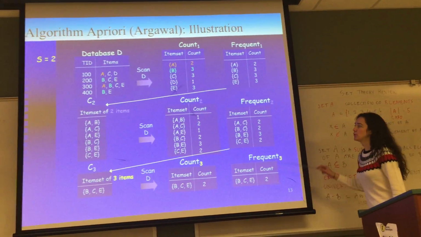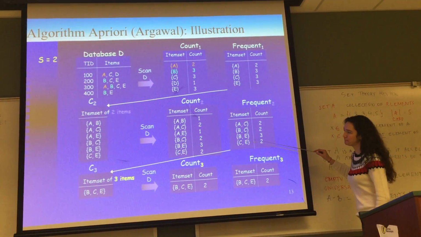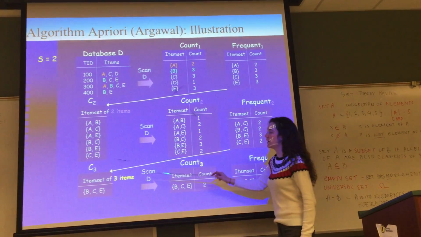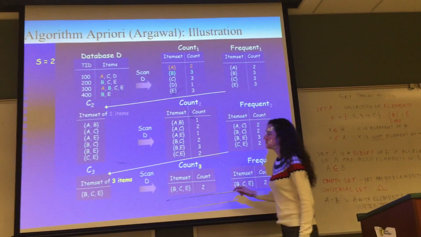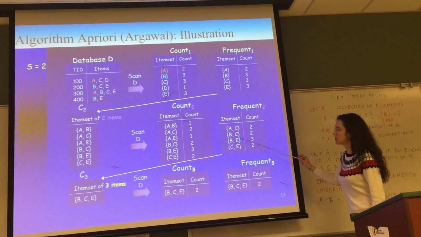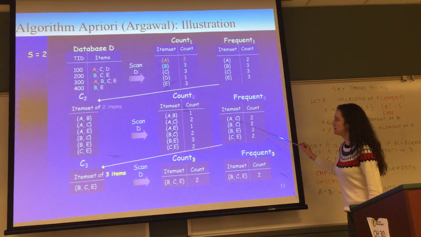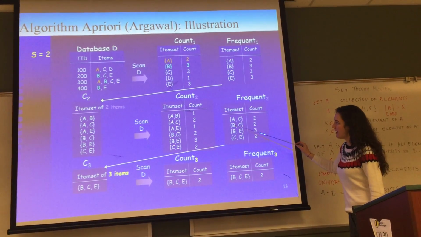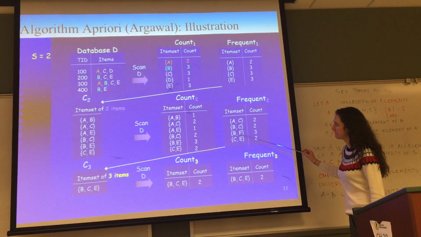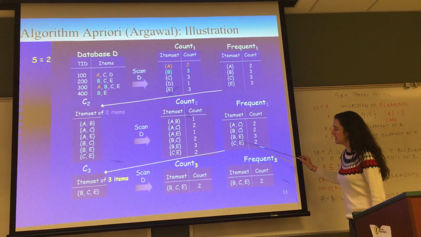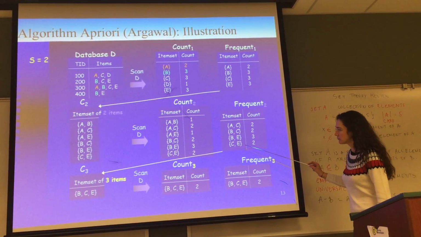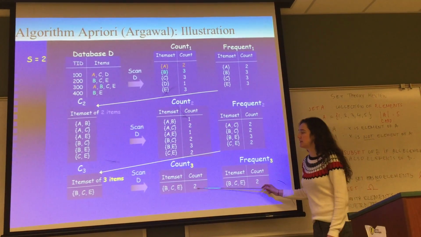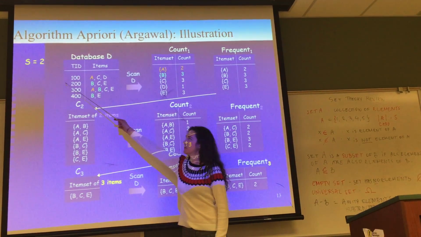We will continue to take all the combinations. So now from 2 item sets, we'll go to 3 item sets. All combinations of these will be A, B, and C. A, C, and E. And B, C, and E. From these, B, C, and E is the only one that meets the threshold.